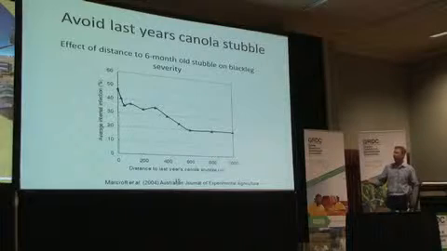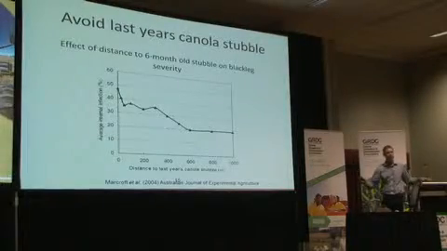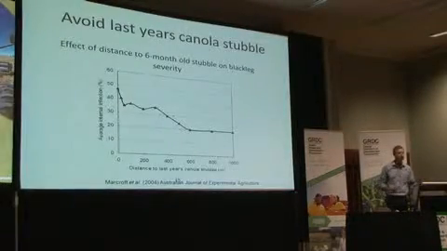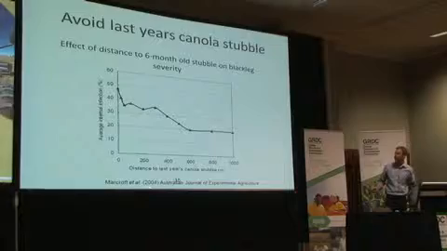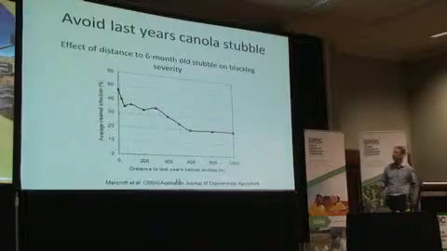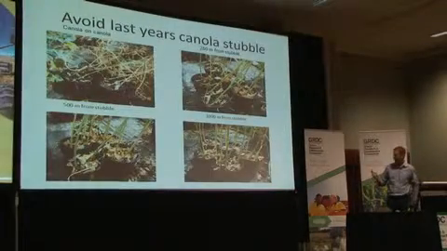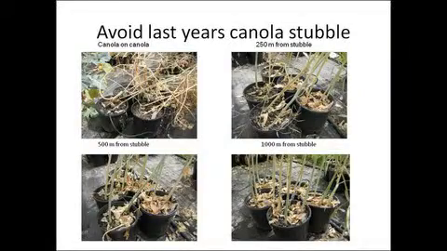So after that, I think you've got basically like a cloud of spores right across the entire region, and there's not much you can do to avoid that. But as you come in closer to last year's canola stubble, you get more and more infection. So anything you can do to stay away from last year's canola stubble is a benefit. Older stubble releases a few spores, but generally it doesn't have a huge effect on the amount of disease you get. So there's just some visual photos we took.